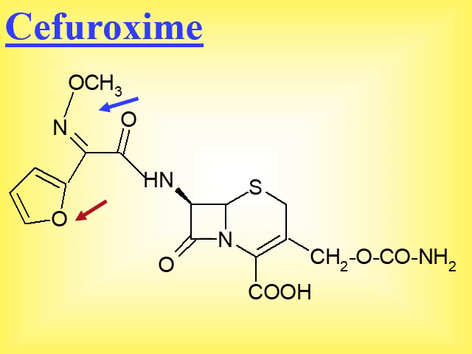Here we say cefuroxime, having FUR coming from the furan ring. The red arrow here shows a furan ring. Can we take this compound orally? Here we can take this compound orally, and it can also be taken parenterally. Here the amino group is a bioisostere of the methyl group.